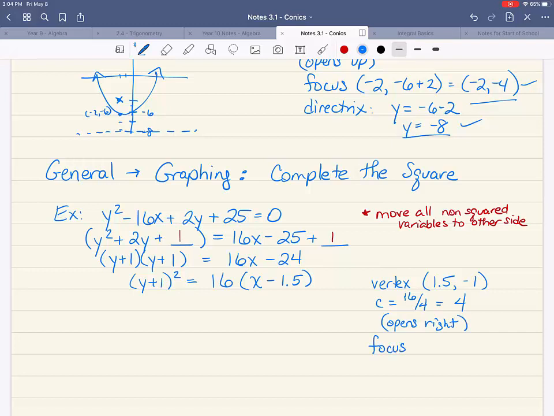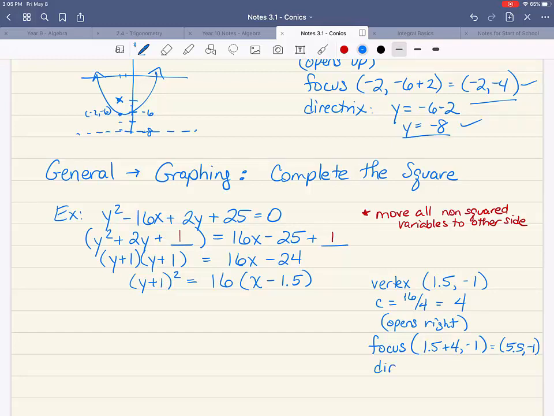Focus. Focus is a point. I am going to move 4 units to the right of my vertex. If I'm moving to the right, which number do I change? I change the x. So I'm going to add 4 to my x. So my x value will be 1.5 plus 4 comma negative 1, which is 5.5, negative 1.